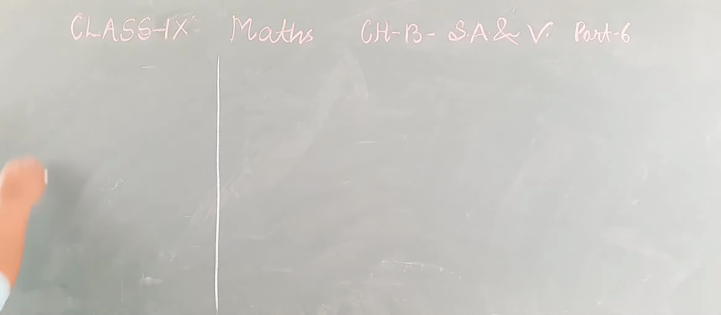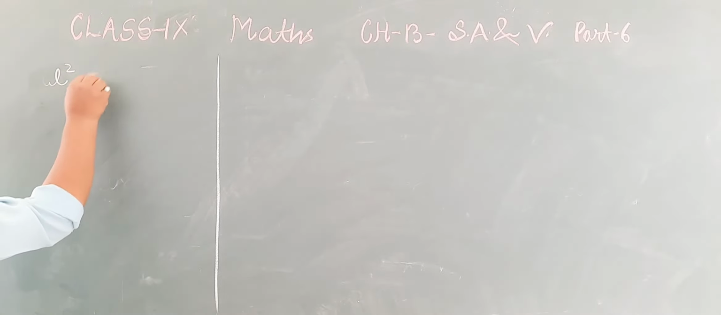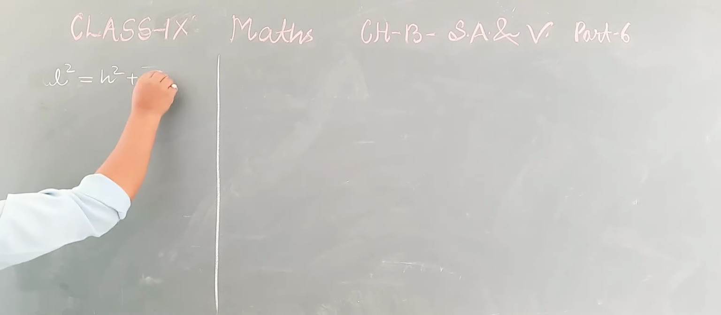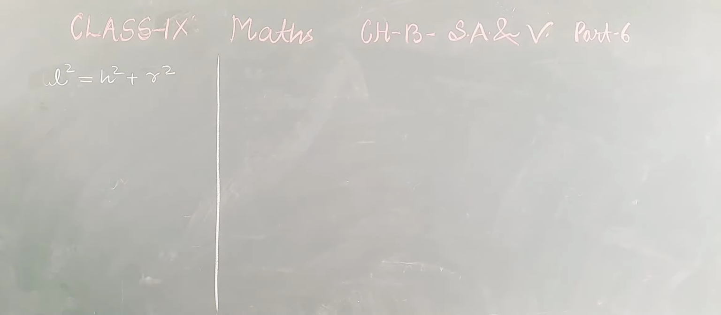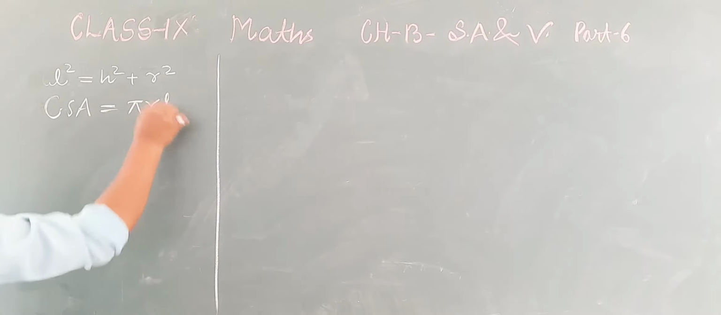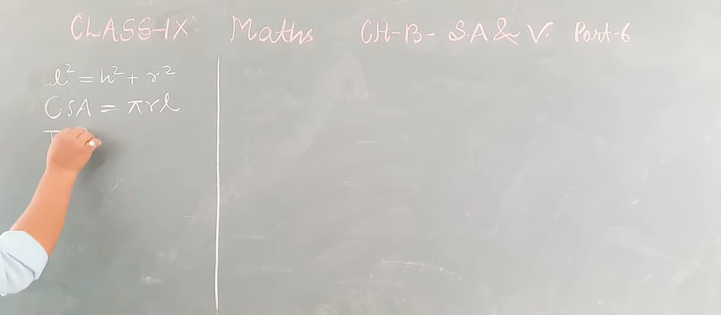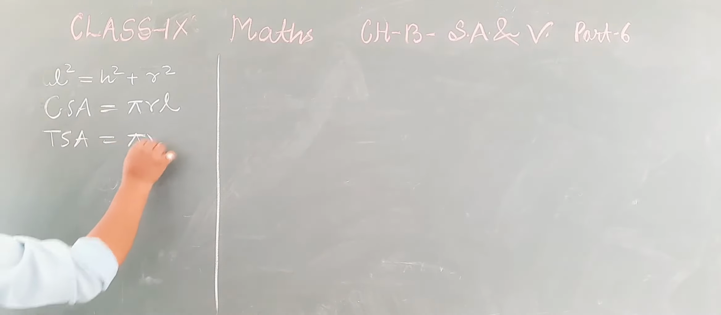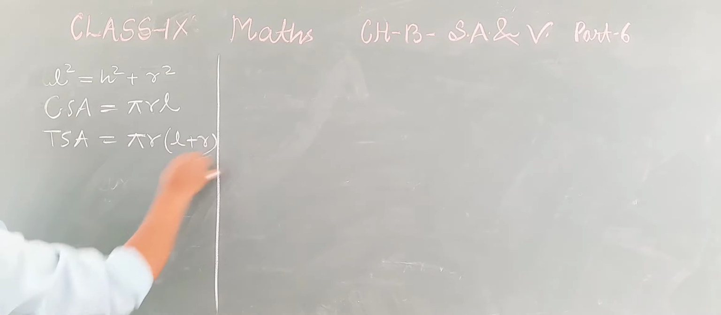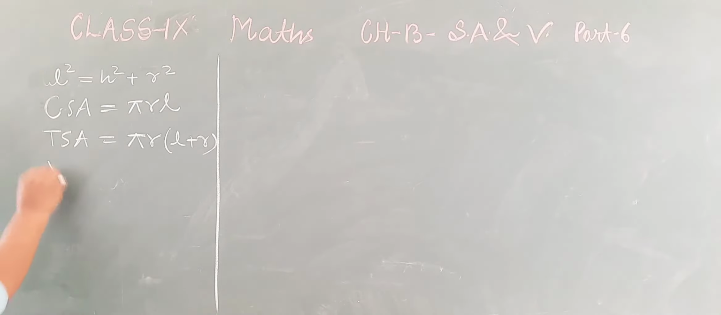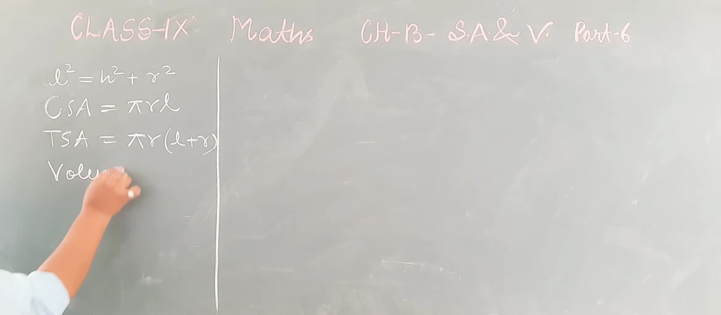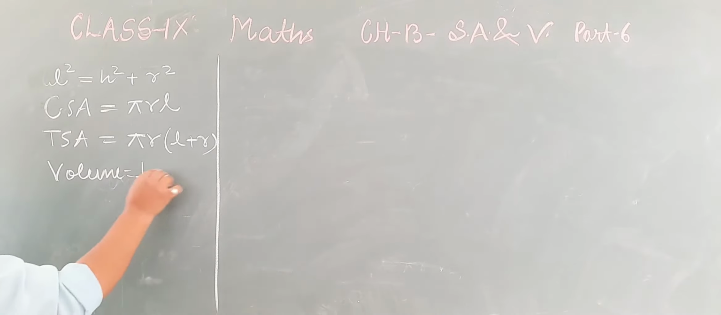So students, we have seen the relation between slant height, vertical height and radius of the base of the cone: L square is equal to H square plus R square. Then the curved surface area is equal to pi r L. Then the total surface area: if we take pi r common, it is pi r into L plus r. And the volume of the cone is 1 by 3 pi r square h.